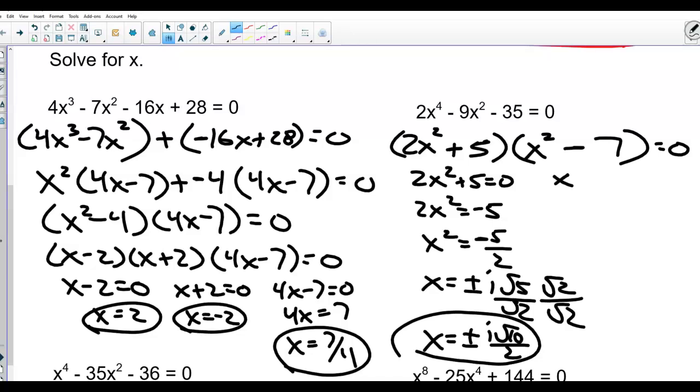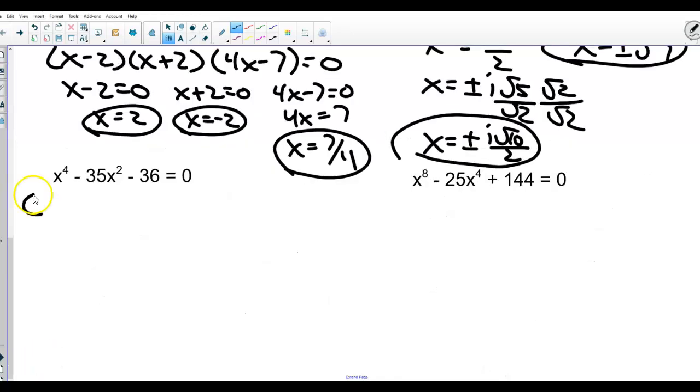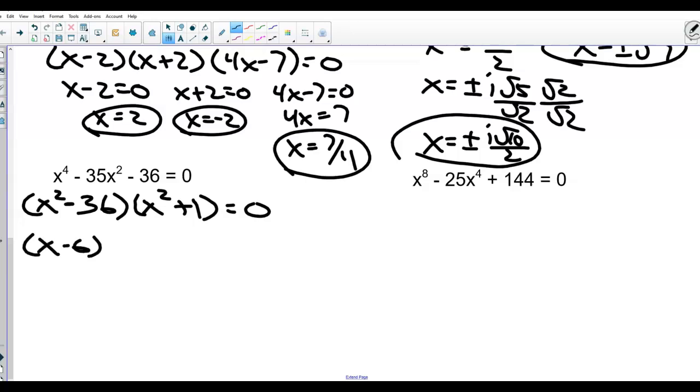Second one's a little easier to work with. X squared minus 7 equals 0. X squared equals 7. X equals plus or minus root 7. And those are your answers. Okay? So in this case, this is going to be x squared minus 36, x squared plus 1. You can't factor a sum of 2 squares. We just leave that. But this can be factored. The difference of 2 squares can be factored.